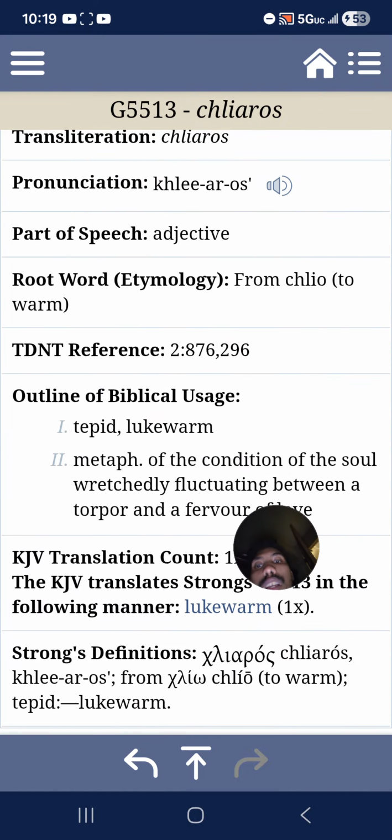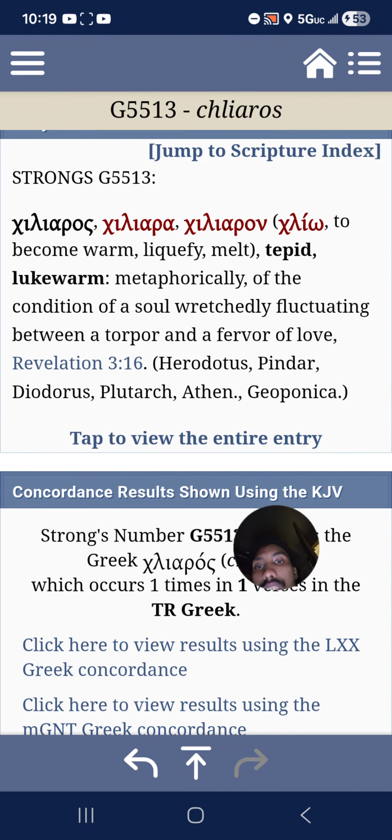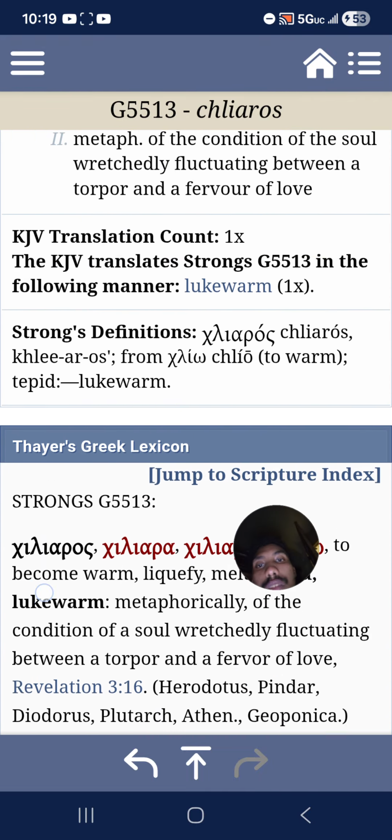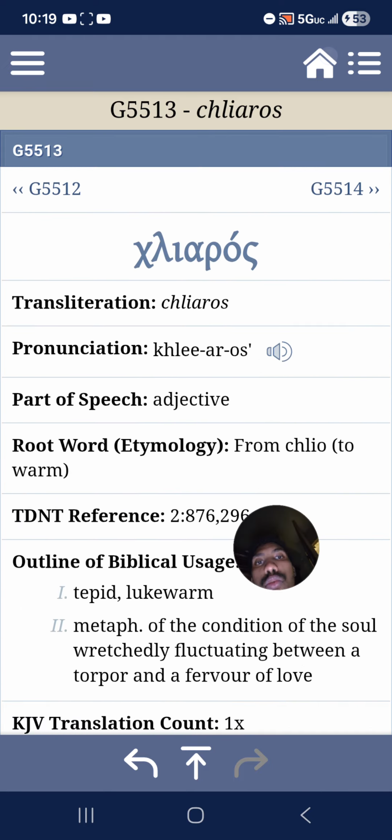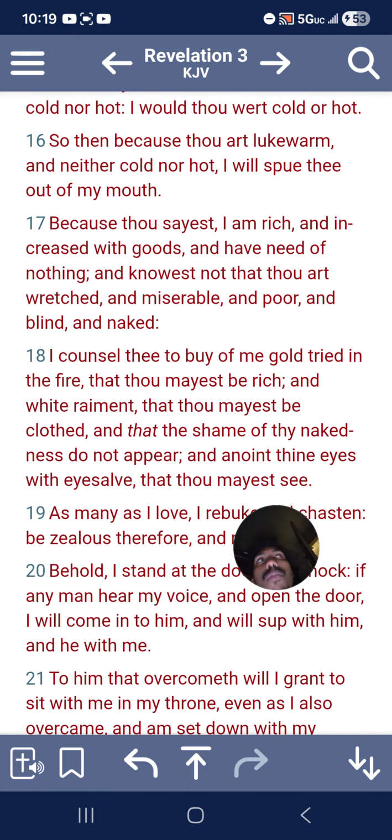A lukewarm person is right in the middle. You don't hate the message, but then you're not on fire for it. You're neutral. You're nonchalant. The Lord doesn't want a neutral individual. You're either going to be on fire for this thing or not, man. So get on fire and stay fiery.